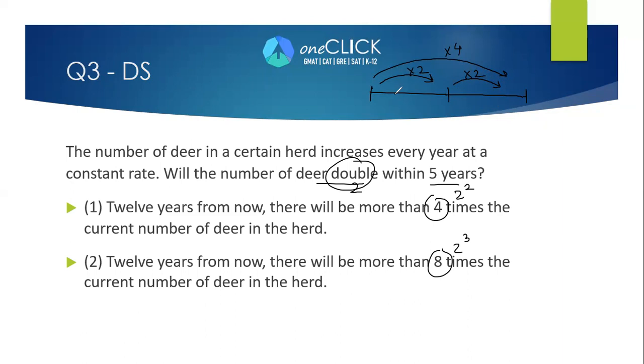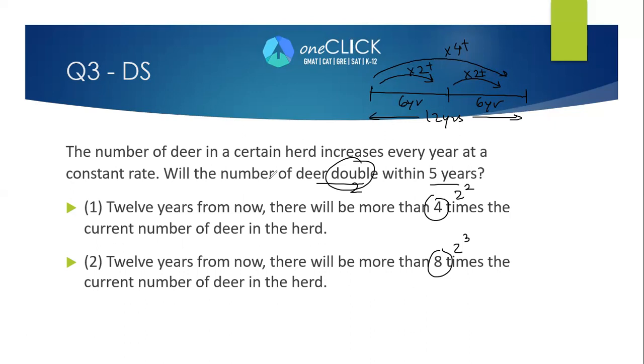Because if you think of a geometric series or a compound interest concept, what happens? You always get the same multiplier in the same period of time. So in a period of 12 years, you have a multiplier effect of 4. That means in each 6-year period, you have a multiplier effect of 2. So here it is saying more than 4, so here it is more than 2. So we know that in 6 years, it would be more than twice.